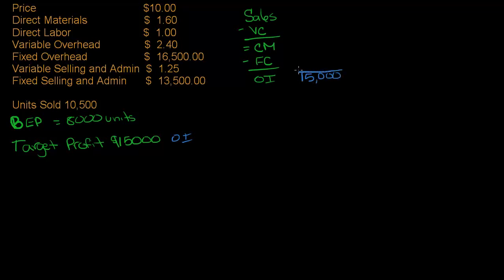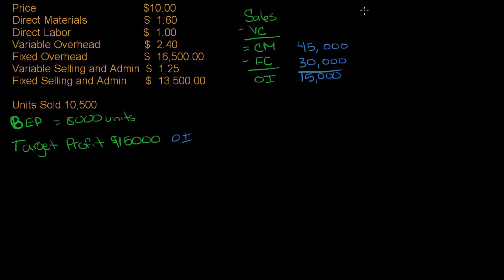We know that our fixed costs are 30,000, 16.5 and 13.5. So what would my contribution margin have to be to cover fixed cost and profit? Well, in this case, I'd have to add these two together. So my contribution margin has to be 45,000 because 45,000 minus 30 is 15.